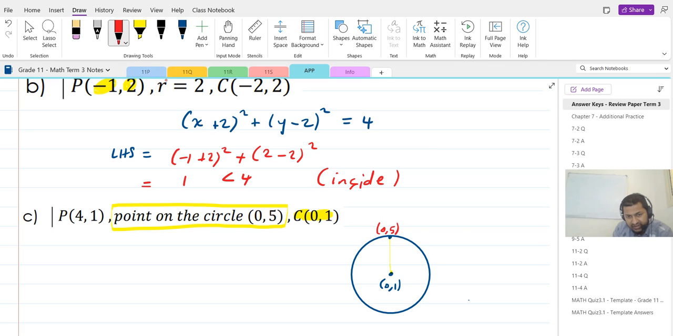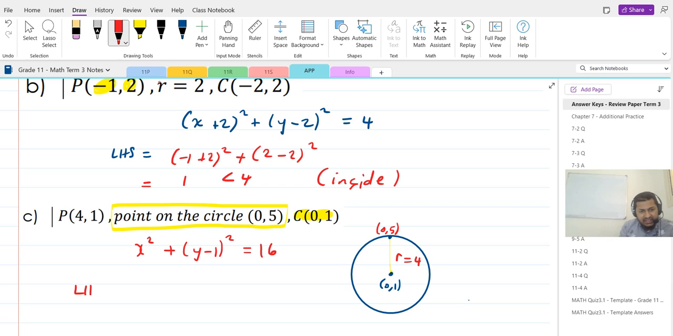So what's the radius? From 1 to 5 the radius is 4, so perfect, we can find the equation of the circle. The equation of the circle is x minus 0 all squared, so x squared, plus y minus 1 all squared is equal to 4 squared, which is 16.